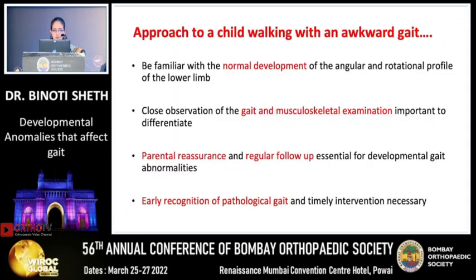So to answer the question which we posed in the beginning, you see patients coming to your OPD. What should be your right approach to a child walking with an awkward gait? You must be familiar with the normal development of the angular and the rotational profile of the lower limb. You should have close observation not only of the gait, but a detailed musculoskeletal examination is important in order to differentiate whether it's a physiological variation and a normal developmental gait problem, or is it pathological. Parental reassurance and regular follow-up is essential if it's a normal developmental gait anomaly, but early recognition of pathological gait and timely intervention is necessary in order to get the best outcome.